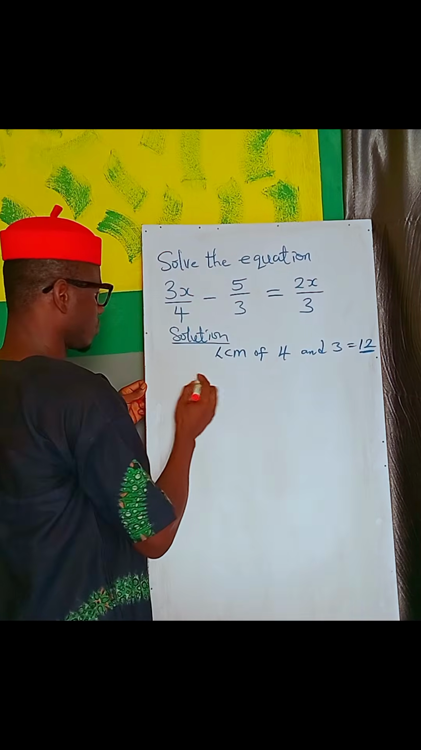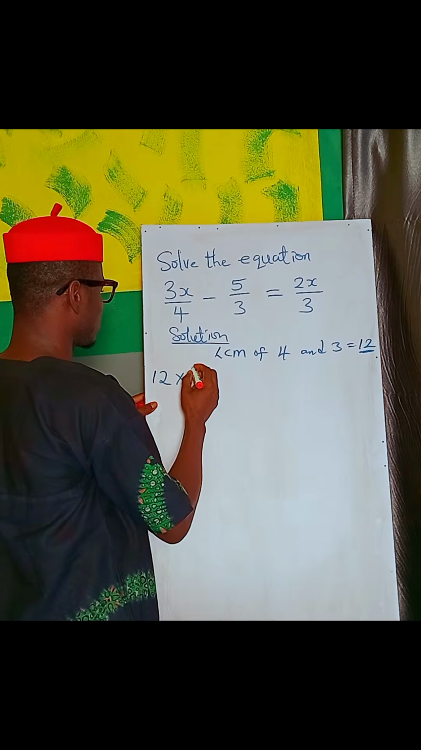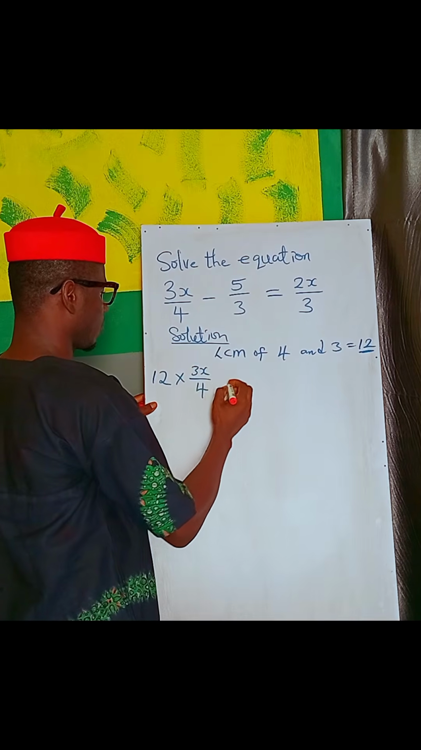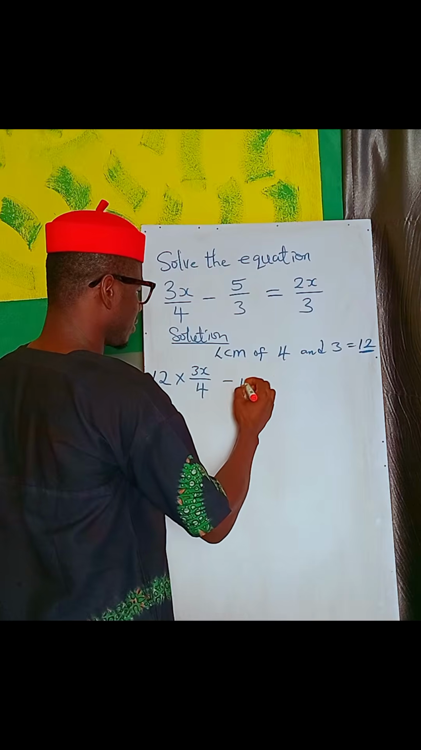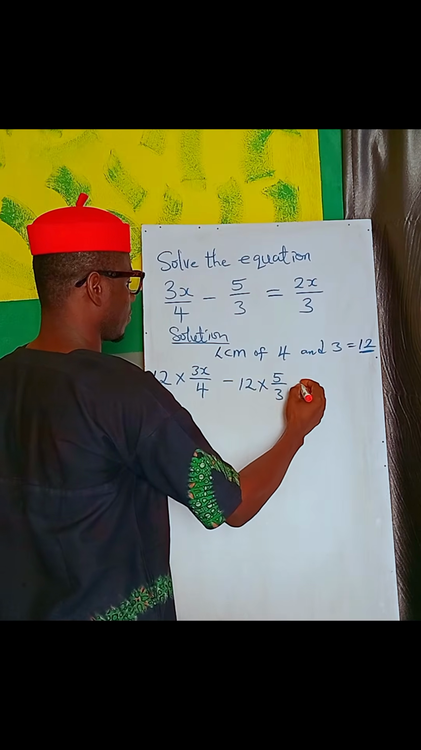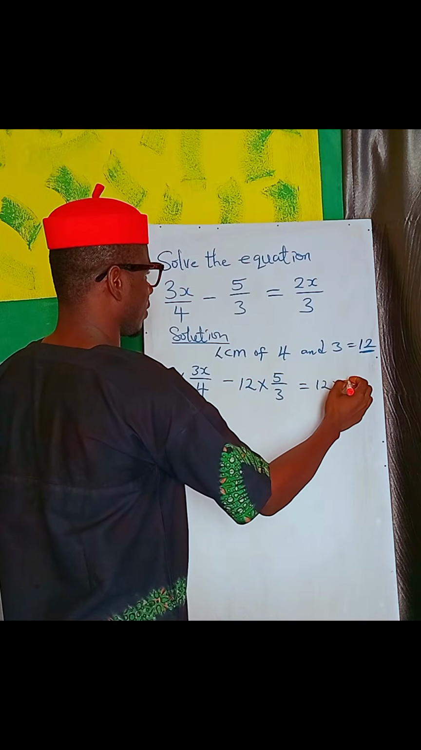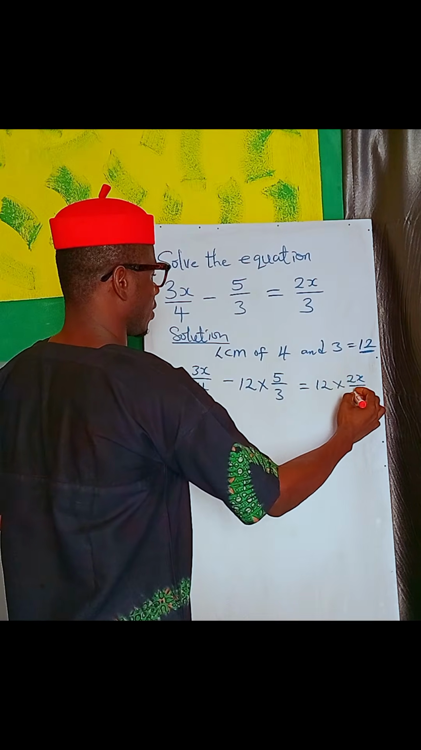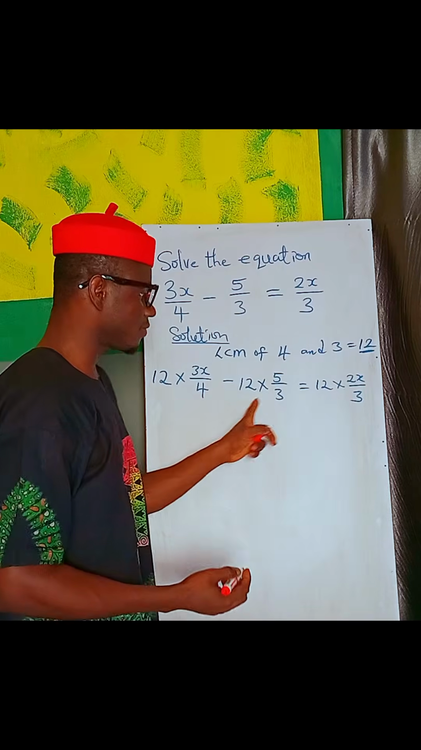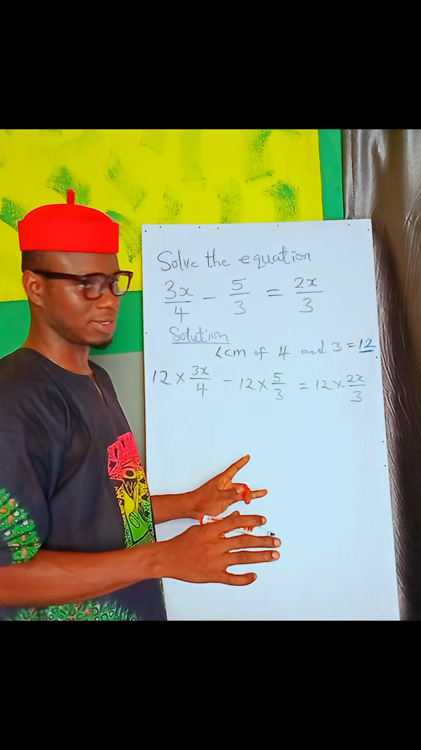So for the first one, we are multiplying the LCM 12 by the first expression, which is 3x over 4. We also multiply the LCM 12 by the second expression, which is 5 over 3. Then on the right hand side, we are also multiplying 12 by 2x over 3. So we're multiplying each of the terms by that LCM. The aim of doing this is to eliminate the fractions in the equation.